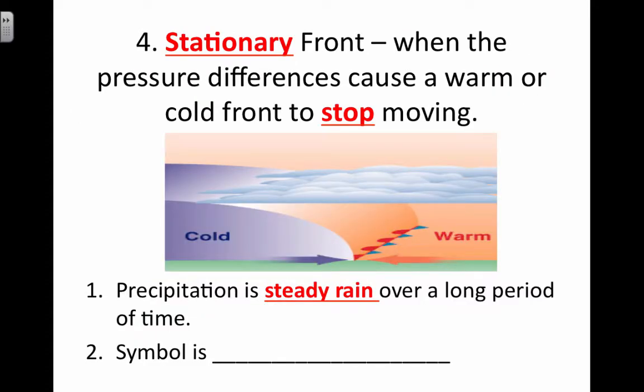The last one is a stationary front. This is when the pressures cause a warm or a cold air mass to stop moving. So it's really not going anywhere. It's going to produce steady rain over a long period of time. It's just kind of stalled out, stationary.